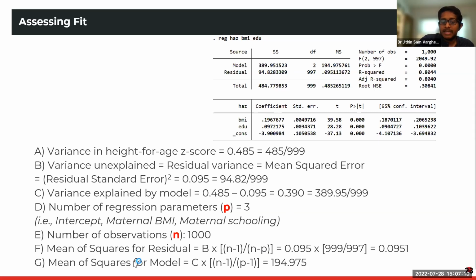And finally, the mean of squares for the model is the variance explained by the model times n minus 1, which is your 999, divided by p minus 1, which is 2. Or simply, you can take this and divide it by this in order to get this. So 389.95 divided by 2 is equal to 194.975.